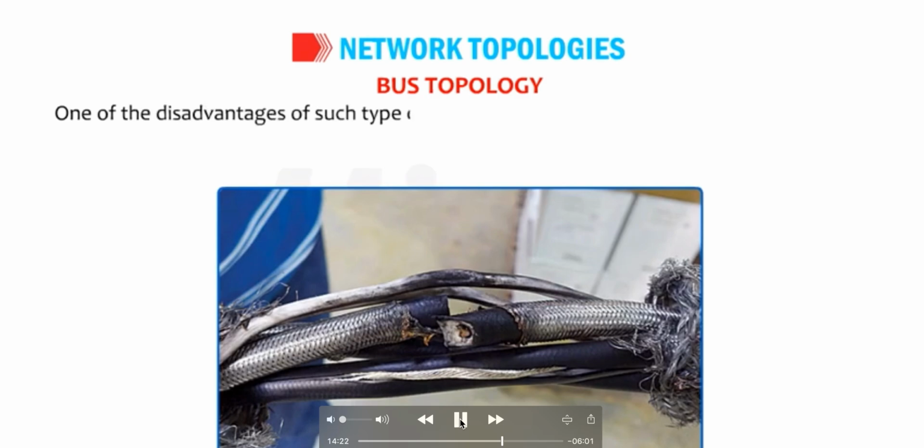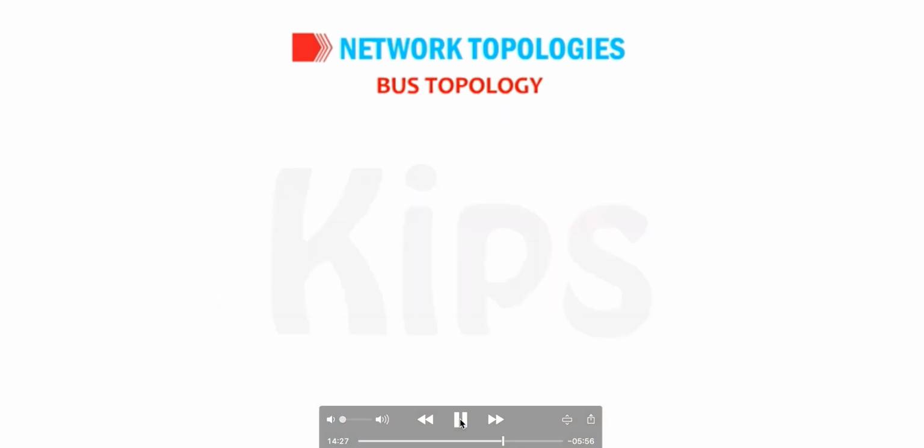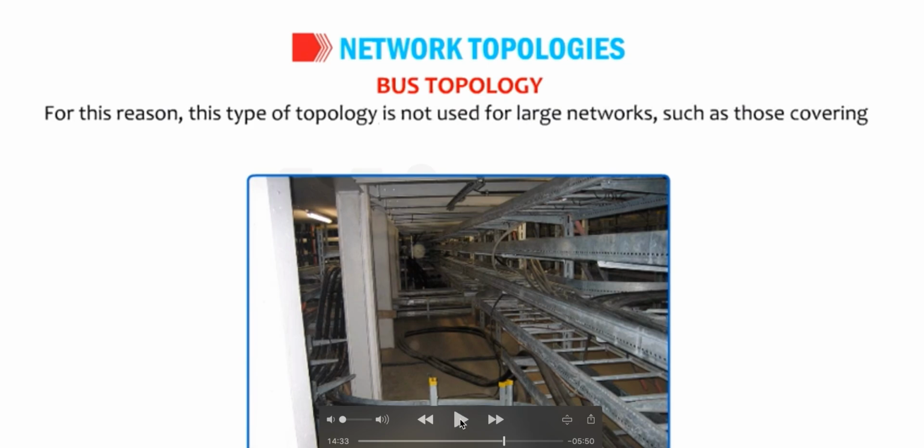One of the disadvantages of this type of network topology is that if the main cable fails, please make an underline of the disadvantages. When I explain all the topology structures, please mention the advantages and disadvantages. If the main cable fails, the entire network becomes unusable. Can you see that? Yes. For this reason, this type of topology is not used for large networks, such as those covering an entire building.